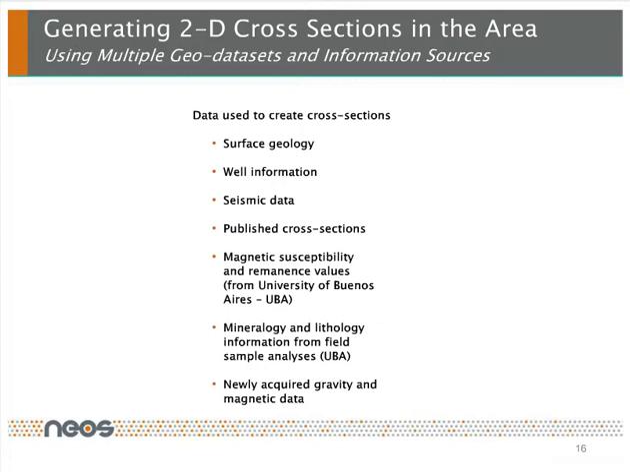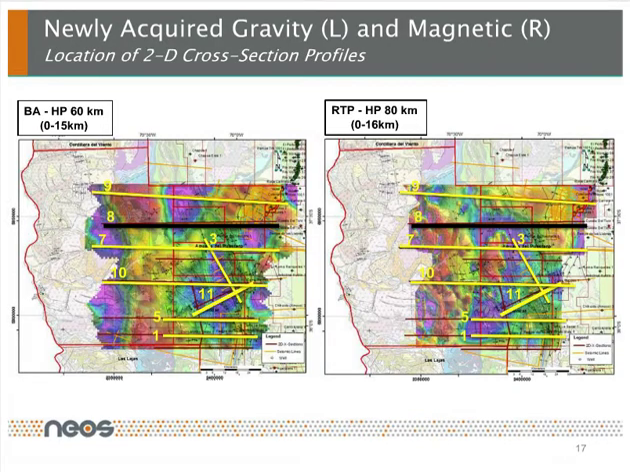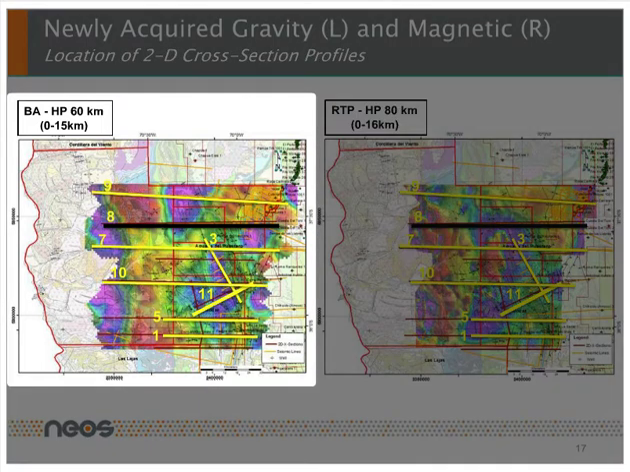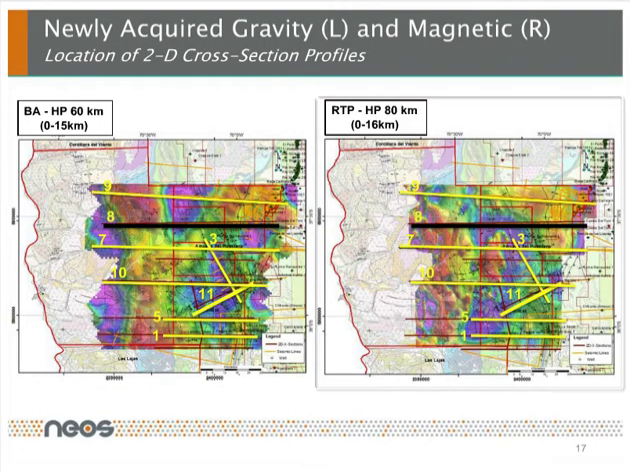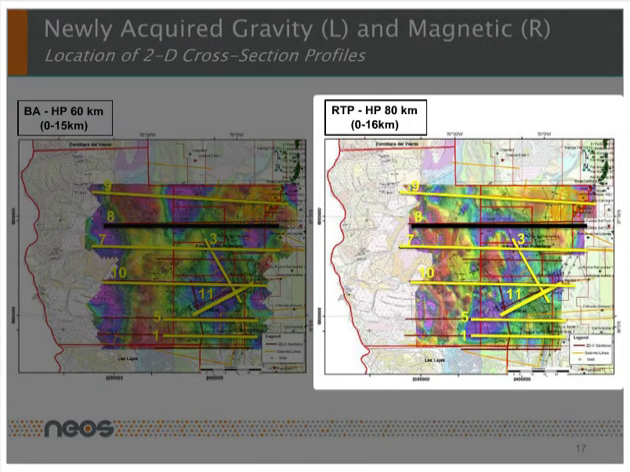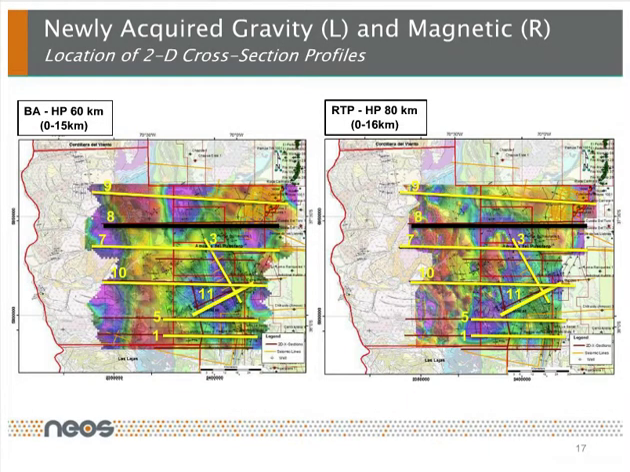The driving force of the model continued to be the gravity and magnetic data that we had acquired in the area. The left-hand plate of this slide represents the Bouguer anomaly data after application of a 60-kilometer high-pass filter, representing the gravity response of essentially surface to 15-kilometer deep sediments. The right-hand plate is the magnetic RTP after application of an 80-kilometer high-pass filter, representing the magnetic response of surface to approximately 16-kilometer deep sediment package.